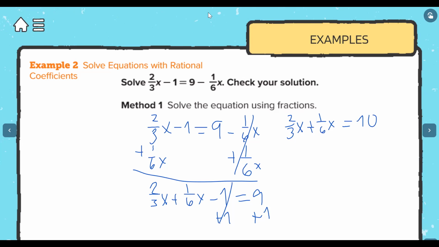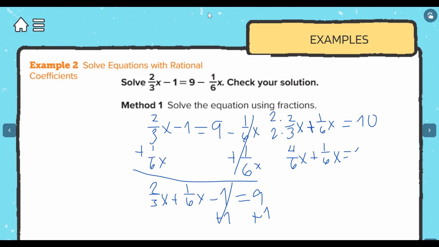Now, remember, in order for me to be able to add fractions, I need to have the same denominators. So this 3 needs to be a 6. I can convert it by multiplying both fractions, or both numbers, by 2. So I will have 4/6x plus 1/6x equals 10. Now I can add them up, right? 4 and 1 is 5 over 6x equals 10.